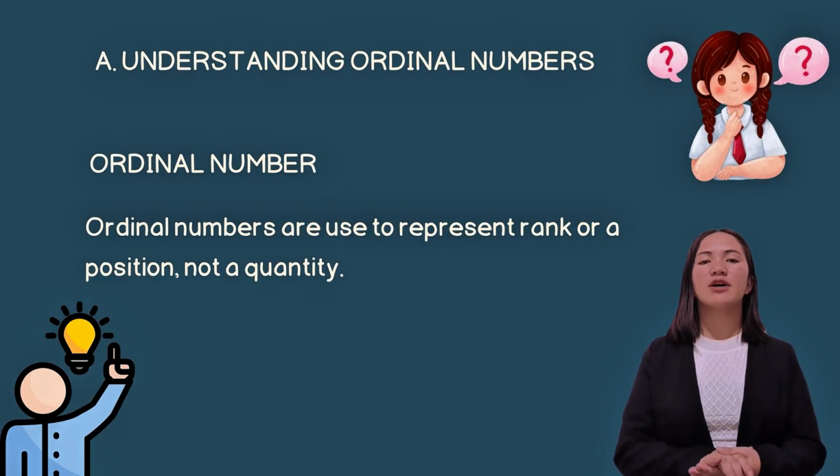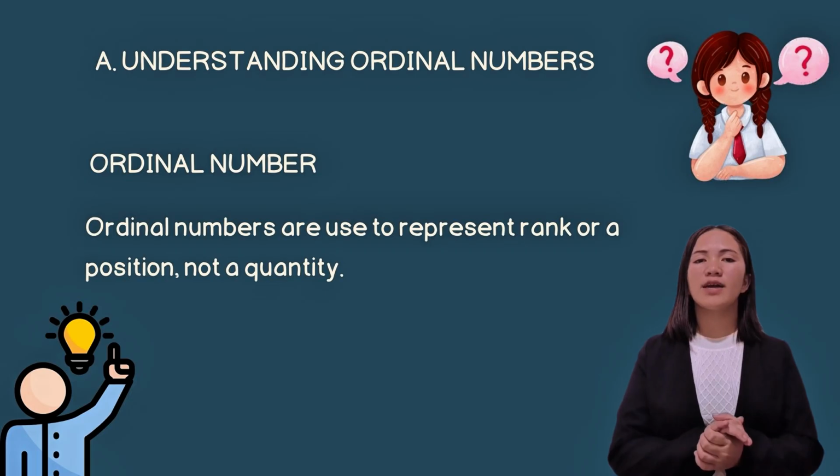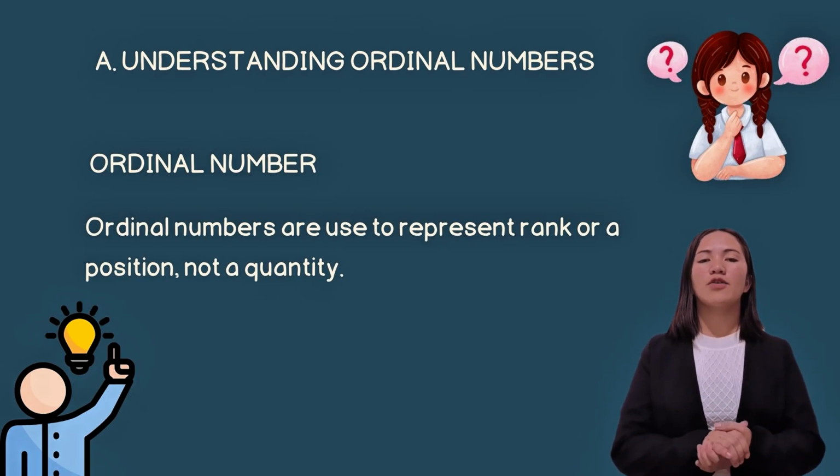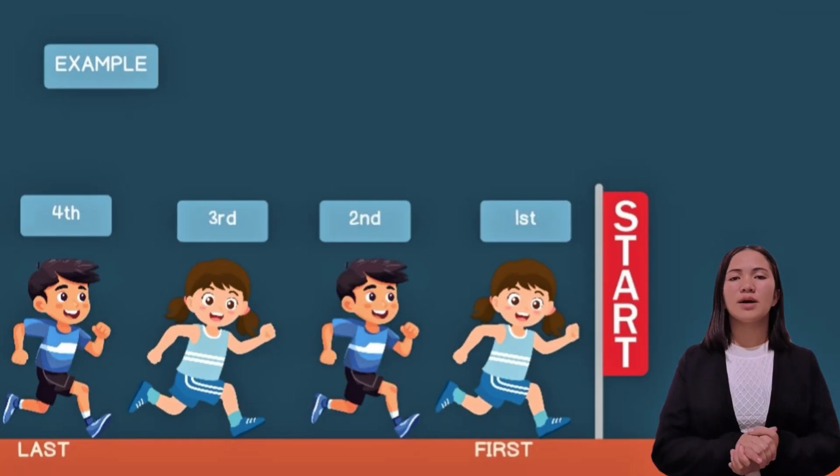Ordinal numbers are used to represent rank or a position, not a quantity. This means that ordinal numbers are not just about counting something, because they show the position, rank, or order of one thing. For example, in the picture, we have four runners in the race. And look at the numbers above them. It is first, second, third, and fourth.